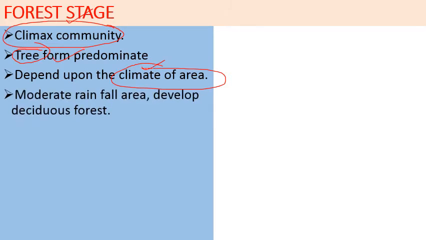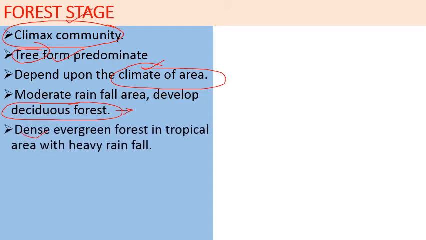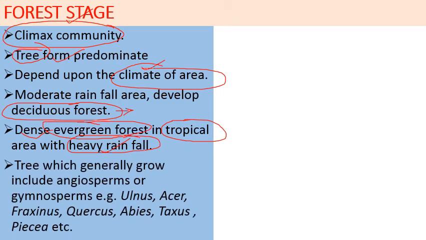So moderate rainfall ka jo area jahan pe optimum rainfall hota hai, wahan pe deciduous forest hote hain, deciduous forest means ऐसे forest जो अपने leaves को shed करते हैं during winters, and dense evergreen forest in the tropical area with heavy rainfall, जहाँ पे temperature थोड़ा high रहता है और बहुत अच्छी बारिश होती है, तो वहाँ पे जो forest होते हैं they are evergreen forest. Trees which generally grow include angiosperms और gymnosperms.